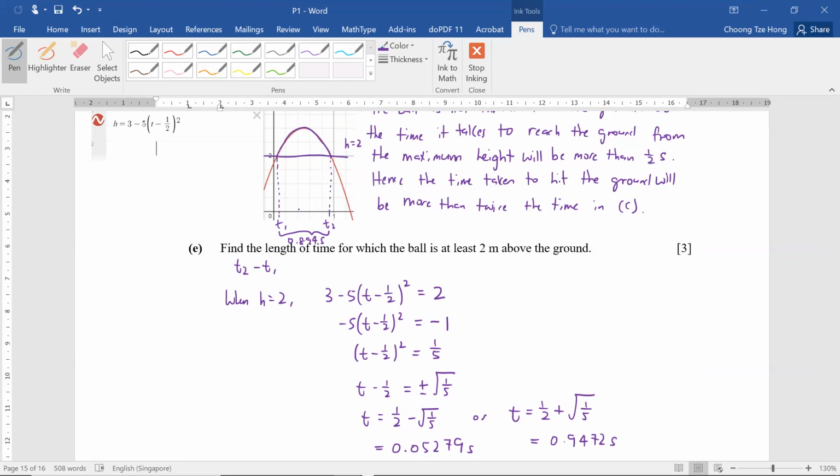So a rather long question for a quadratic function question, but not too difficult.